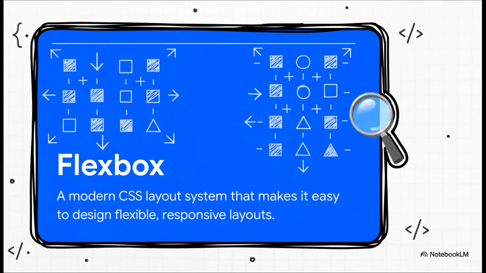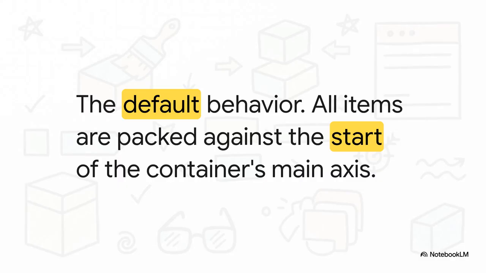So what is Flexbox? At its heart, it's just a system for arranging things in a row or a column. All you do is tell a parent container, hey, you're a Flex container now. And just like that, you get these superpowers for aligning and spreading out all the items inside it. By default, as soon as you turn on Flexbox, it just scrunches all the items up at the start of the container. So that's our baseline.